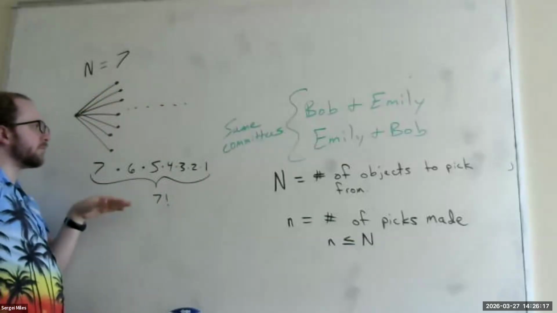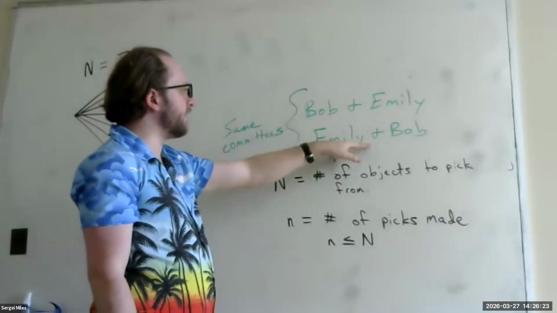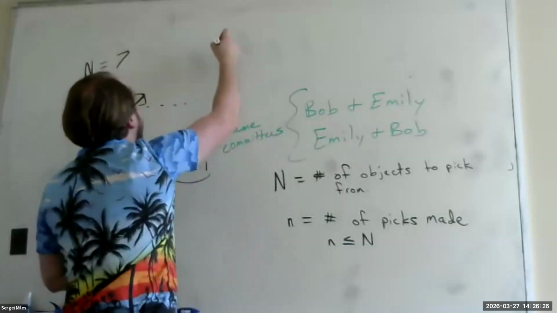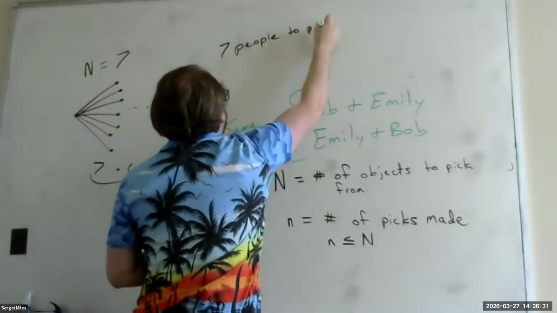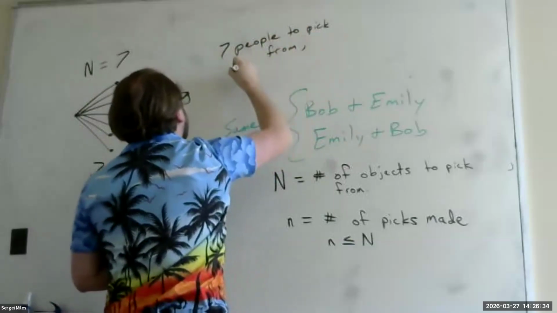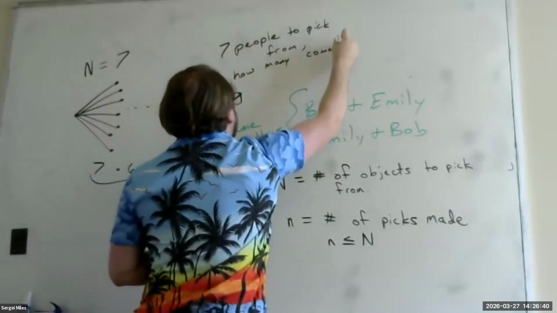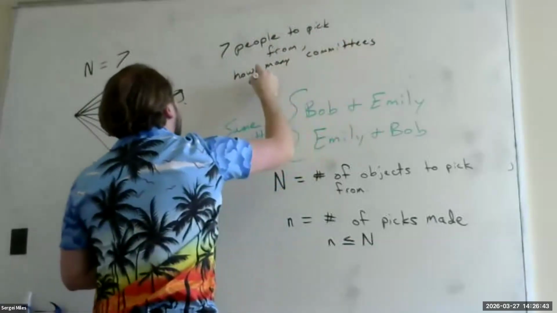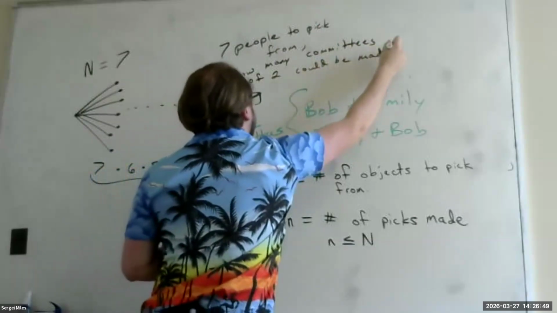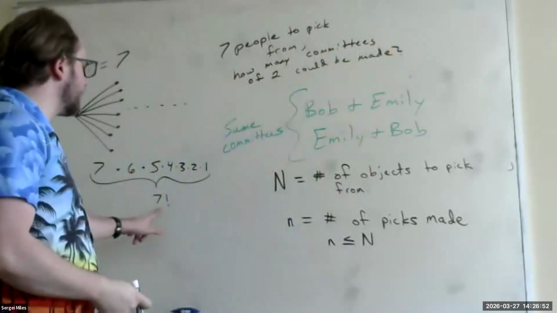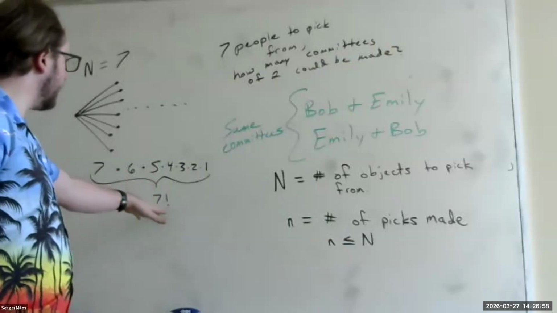However, we'd already said that Bob and Emily is no different than the committee from Emily and Bob. So if I have 7 people to pick from, how many committees of 2 could be made?